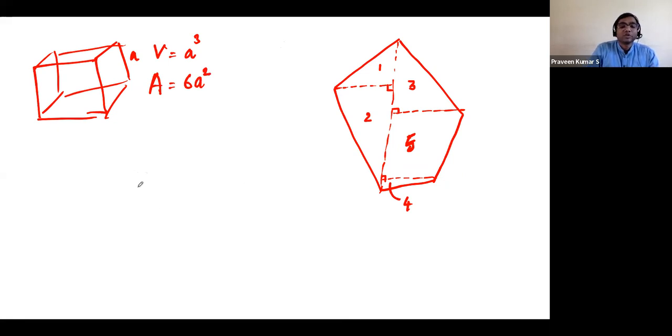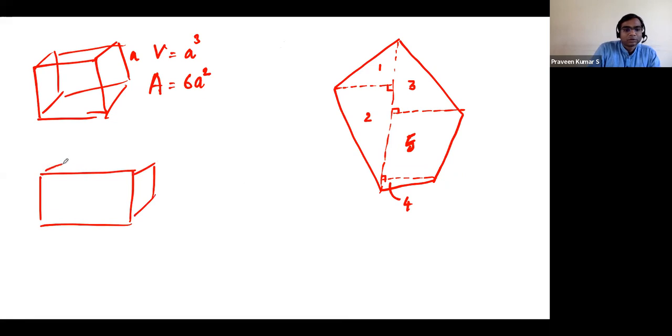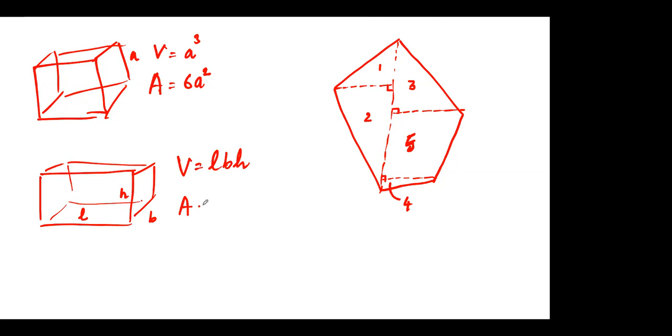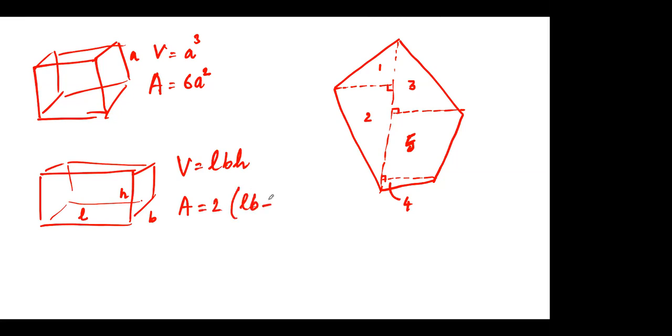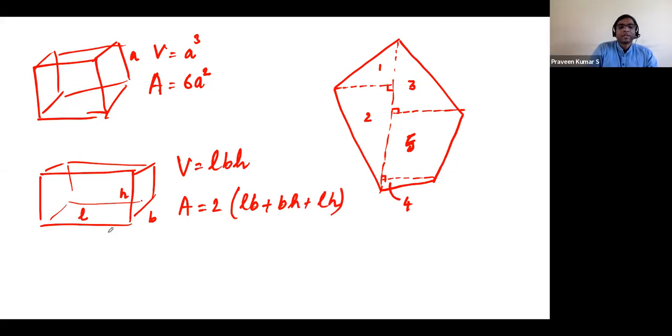Now, if you have a cuboid, like let's say a sweet box or a shoe box, where there are different dimensions. So this will be the length, height, and the breadth. So in this case, the volume will be equal to LBH, and the area will be equal to 2 times (LB plus BH plus HL).